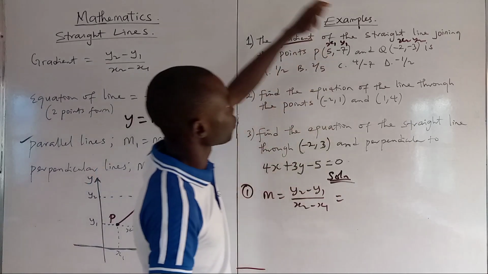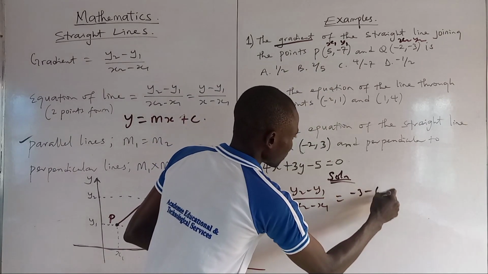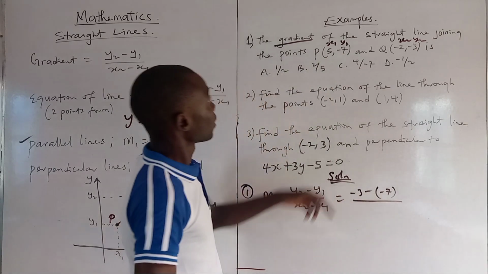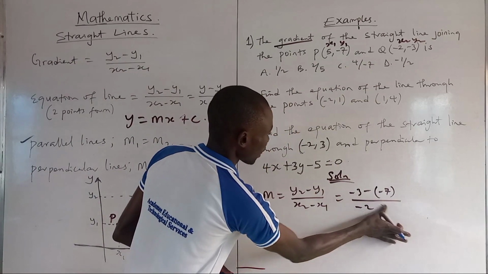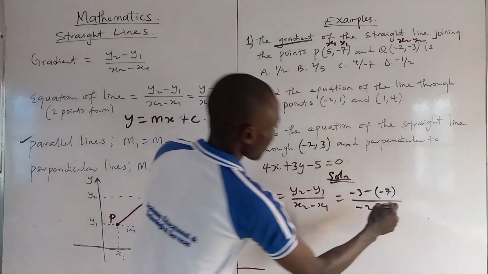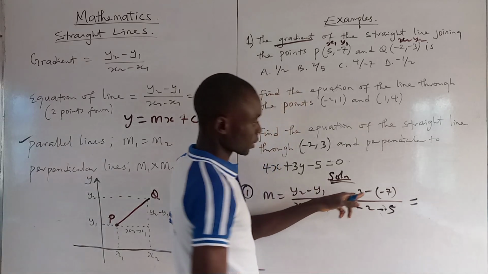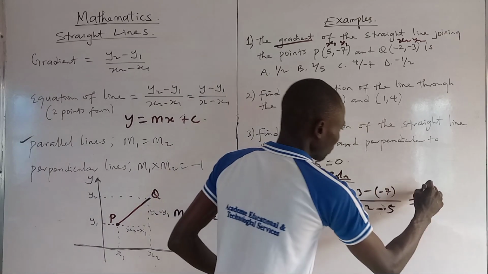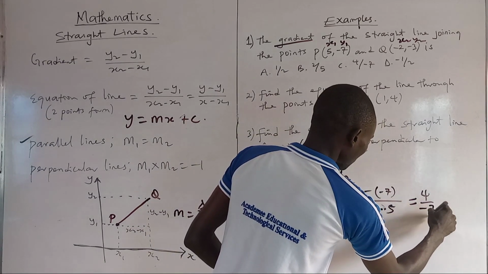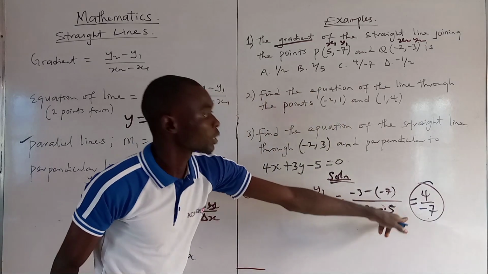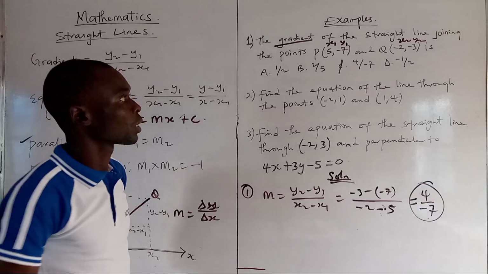So what's our y2 value here? Minus 3. What's our y1? Minus 7, in brackets, minus 7, over what's our x2? Minus 2. And what is our x1? That's 5. So doing this now, we are going to have minus 3 plus 7, that is 4, over minus 2 minus 5, that is minus 7. As you can see, this answer is option C in the question. Let's move on to the second one.